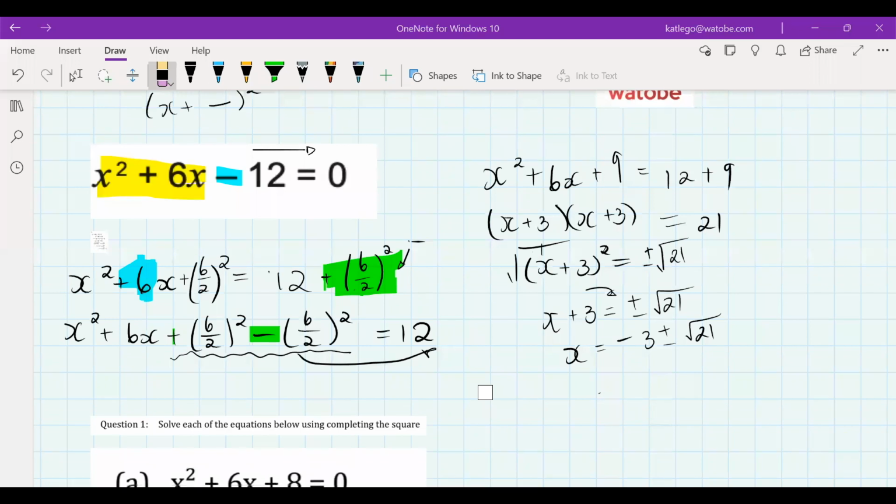So I can leave it in square root. Okay, just listen to your teacher, but I used to leave it in square root quite often, unless they ask for decimal places, then I would just simplify it further. Okay.